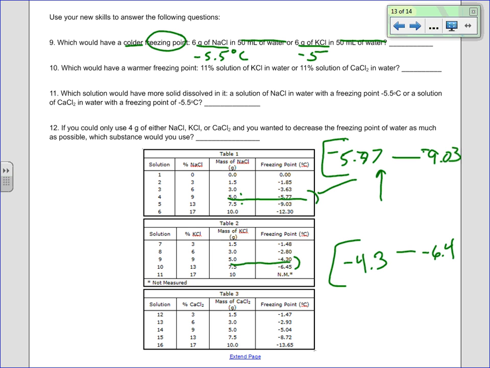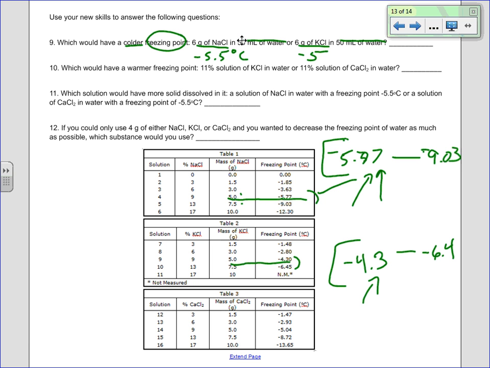And that's why this range ends up being much colder than this range does. And that's how you can tell that 6 grams of NaCl would have a colder freezing point than 6 grams of KCl. Let's take a look at the next one.